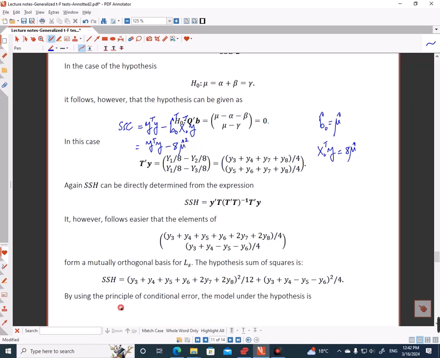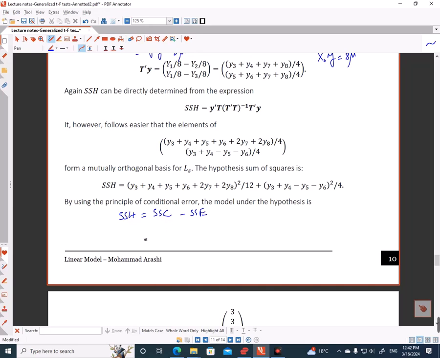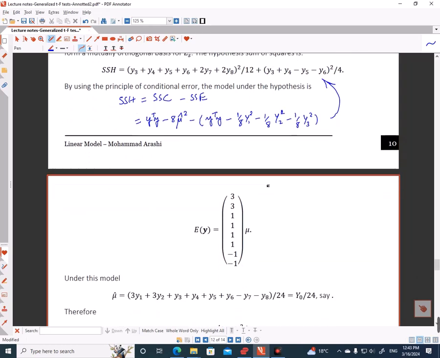Now for the case of SSH, it is equal to SSC, the conditional sum of squares of error, minus the sum of squares of error. This is always greater than this one, so you won't get it equal to 0. Then I can write it as y prime y minus 8 mu hat squared, and from above we have SSE, y prime y minus 1/8 y2 squared minus 1/8 y3 squared, and after some algebra you will get this formula. You see the computation has been very simple compared to the usual case.